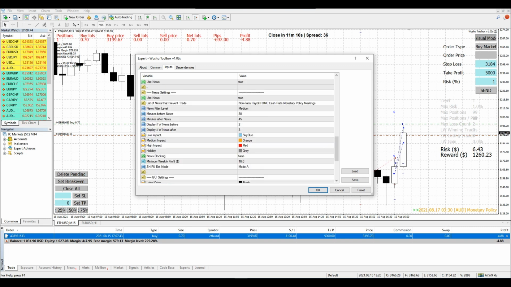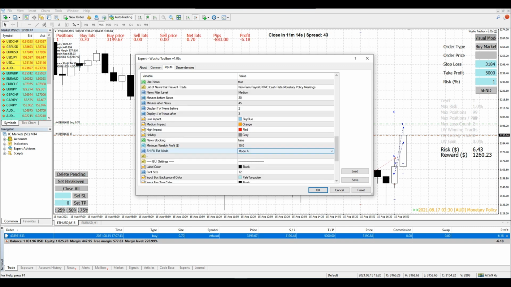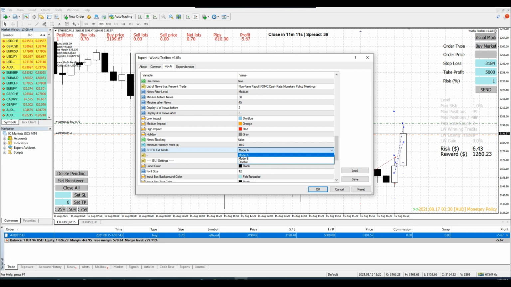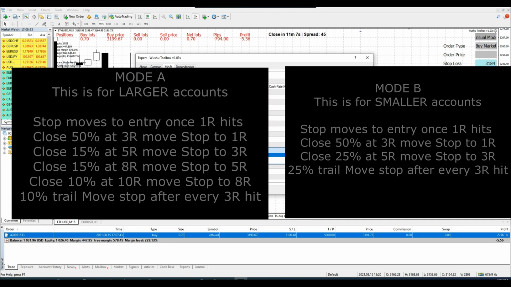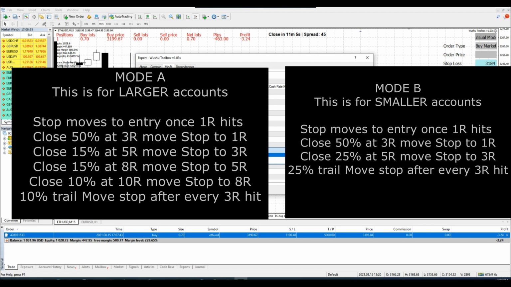the Shifu mode, which is this. The Shifu mode is an automated exit management proprietary function that will adjust your stops and keep partials in your position for as long as you're correct throughout all the time zones. You just have to ensure your computer is on and MT4 is running throughout.